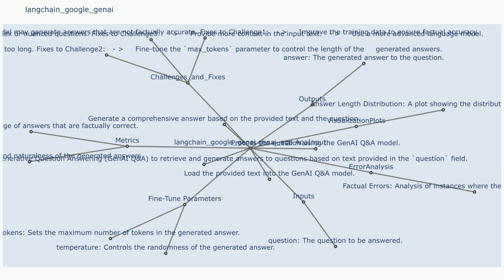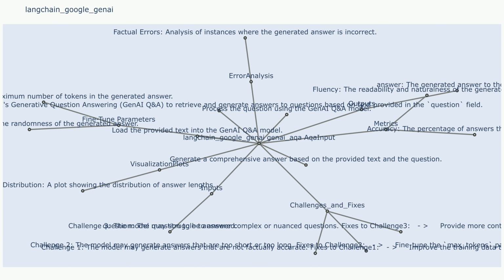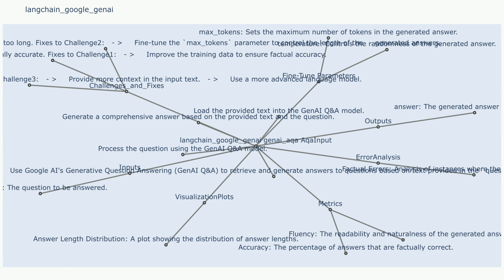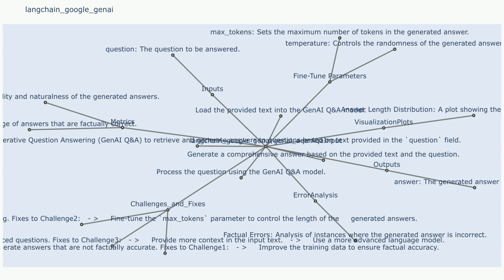YAML. Langchain Google GenAI AQA input. Description. The AQA input class is a custom input class for the Google GenAI AQA model. It encapsulates the necessary information required for the model to perform question answering on a given context. Inputs. Question: the user's question that needs to be answered. Context: the text that provides the context for the question. This can be a document, article, or any other text source.